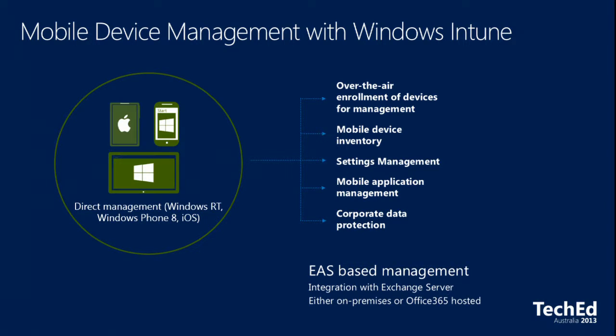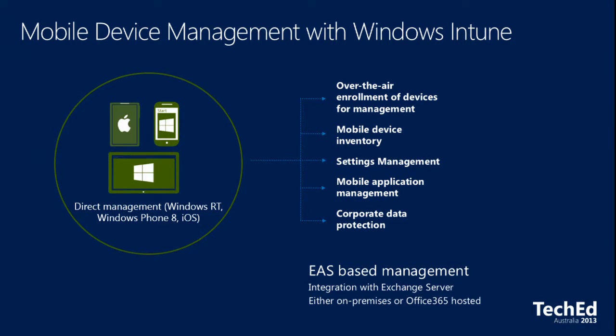So there are two different methods to do MDM in Windows Intune today. The more traditional one, and the one people are probably more familiar with, is the Exchange ActiveSync vehicle. That's basically where we use an Exchange server to manage the mobile devices, and then Intune can manage the Exchange MDM policies via connector. So that's either called EAS-based management or indirect management, because Intune is not directly managing that device.